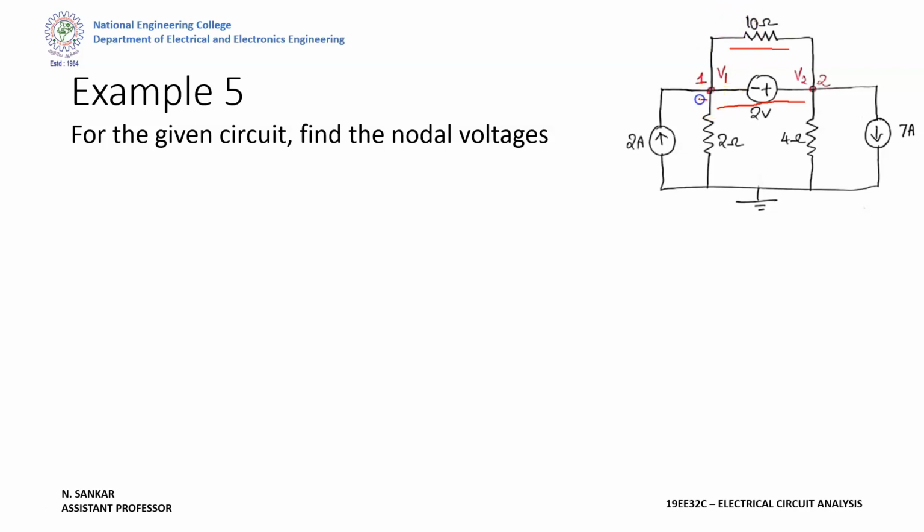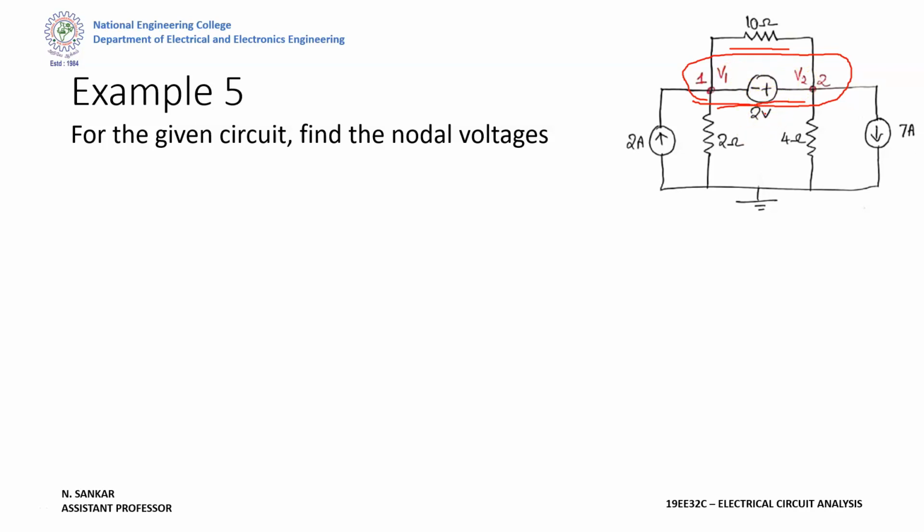Here node 1 and node 2 both are called a super node. Hence we consider these two nodes as a single node. So how we will proceed is, first of all we will write the equation for the super node. It is nothing but V2 minus V1 is equal to 2. V2 is given as positive, and V1 is negative. That's why the formula is V2 minus V1 is equal to 2 volt. That is for the super node.